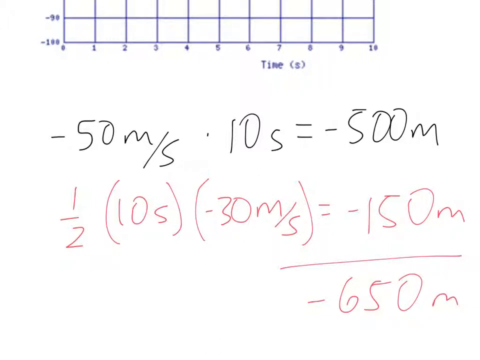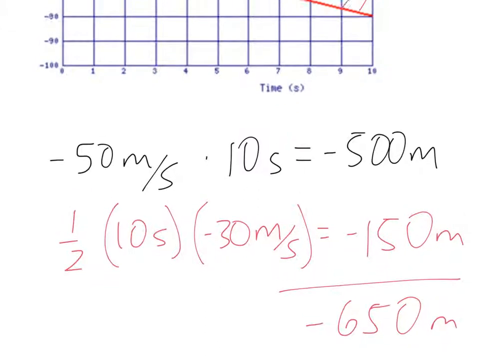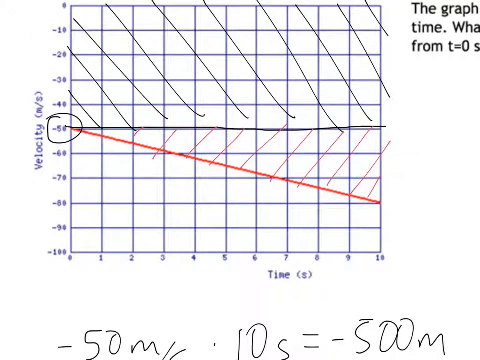Now, if you were unsure where I got the negative 30 meters per second, we'll look back at the graph real quick, and just remember that I got that by doing negative 80 here minus negative 50 here.